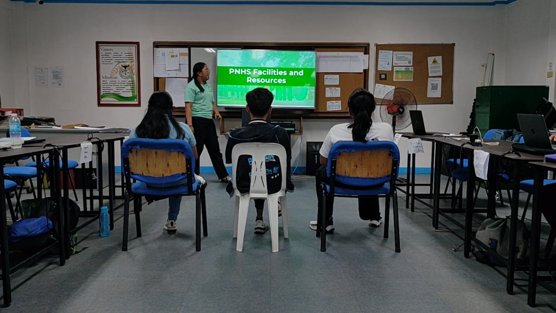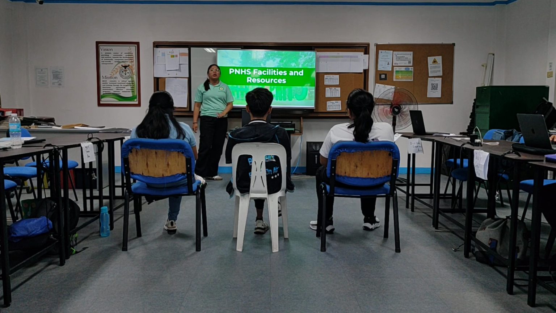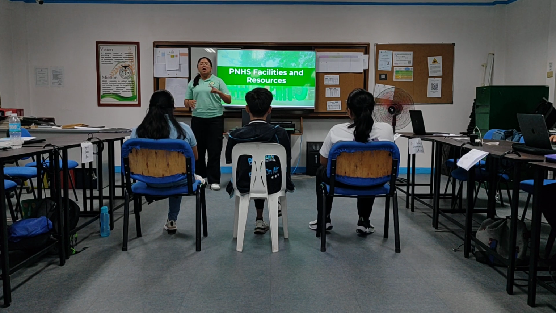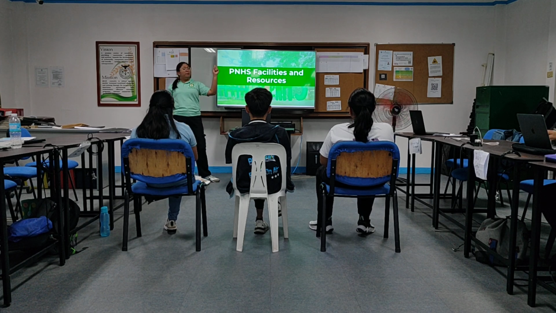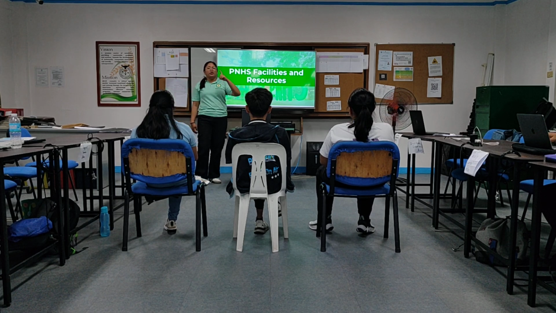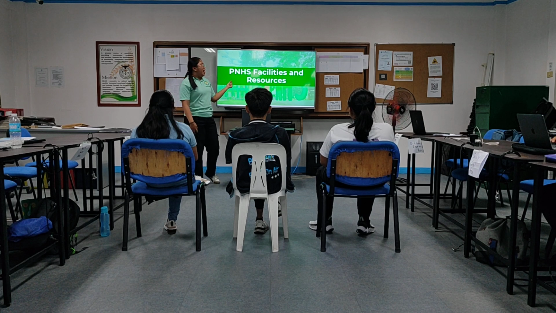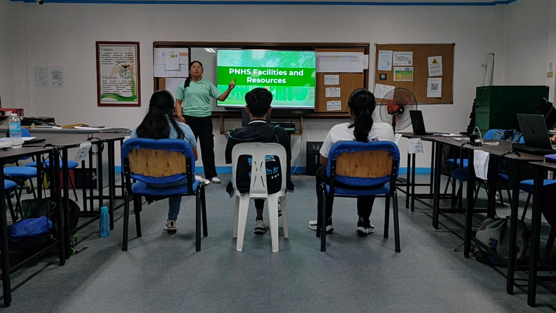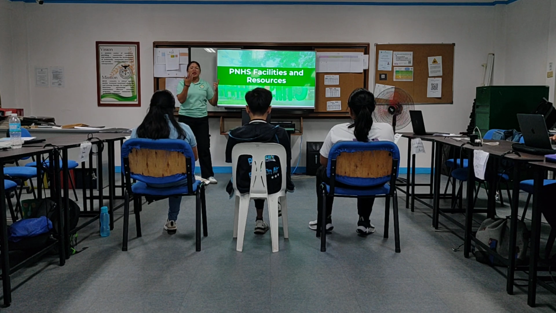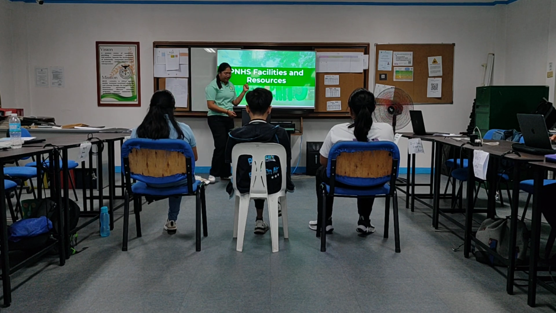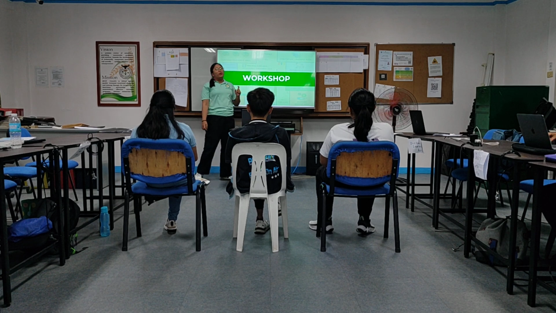Next is the facilities and resources. So our school, our institution, has 2 food and beverage services rooms. One is for the tools and equipment that are necessary for your training, and next is our FBS laboratory, which is a designated room for you to exercise the activities. Next is our workshop area.